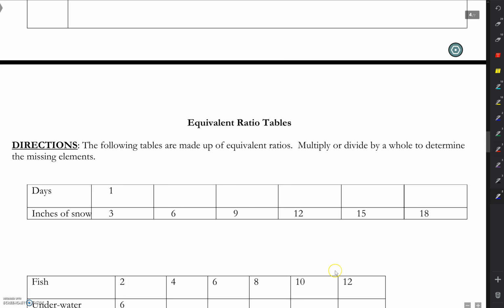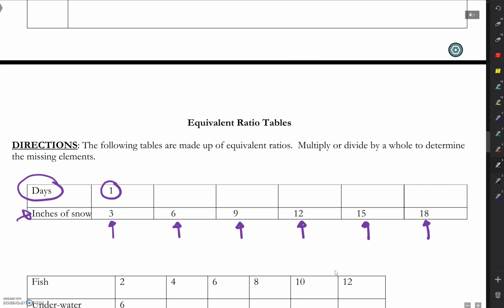All right, now we're on our ratio tables. In a ratio table, we're going to be using these quite often, but this is the beginning stages of us learning how to use a ratio table. So we're going to see that here's our categories. We have days and then inches of snow. So this means on one day, we got 3 inches of snow. Then we get 6 inches of snow, and we get 9 inches of snow, and we get 12 inches of snow, and 15 and 18.